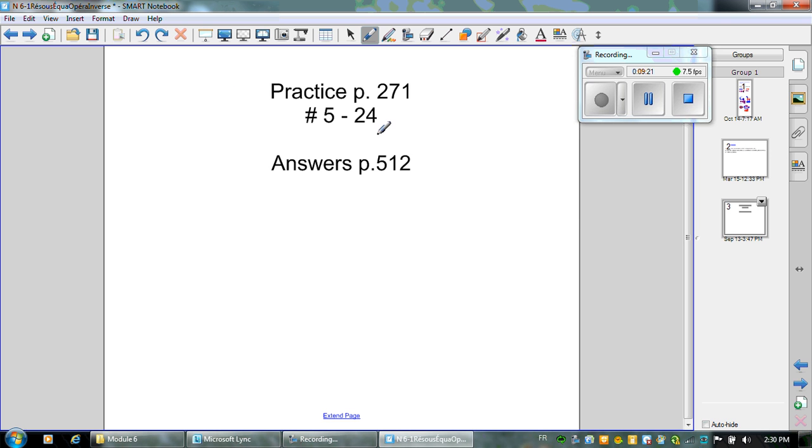Here is the suggested practice. Make sure you check your work behind the book.